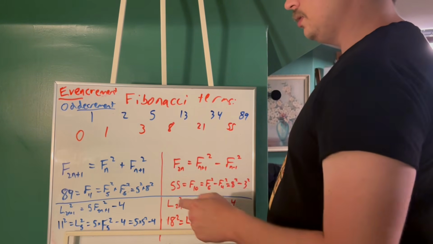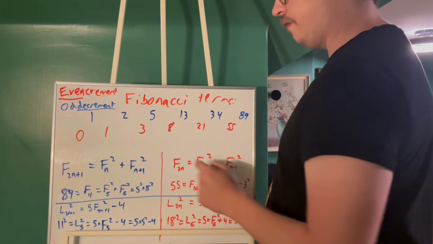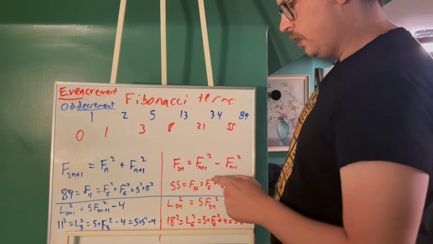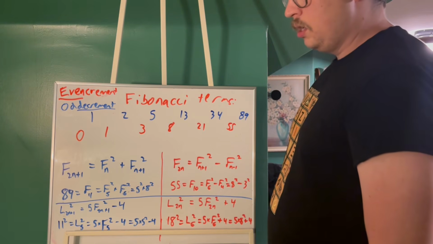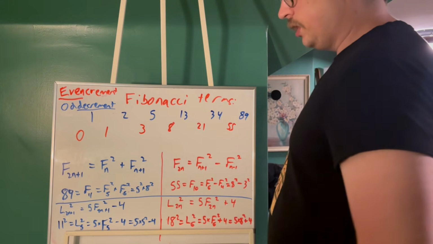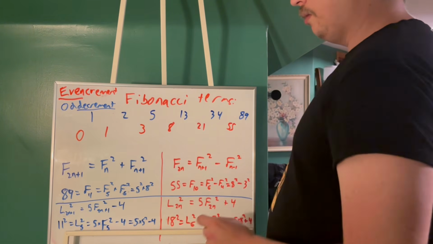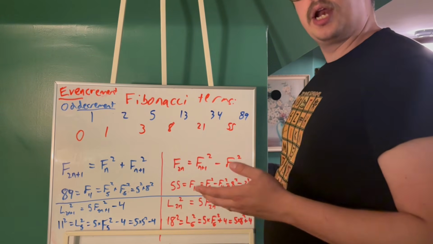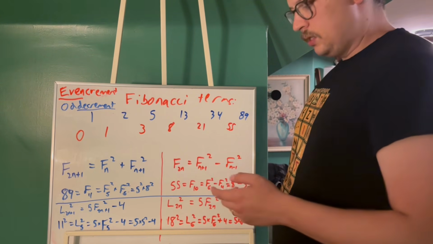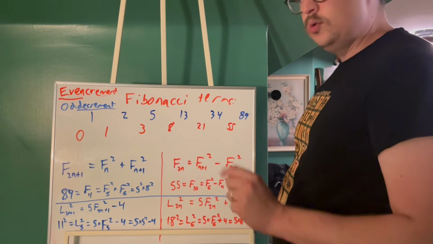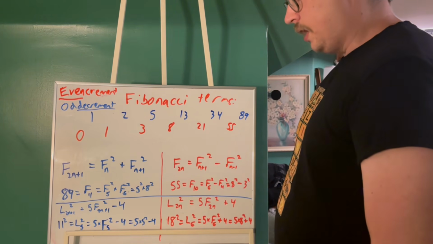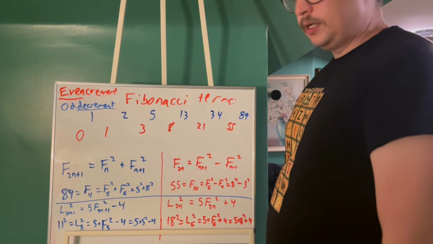F_{2n+1} is equal to F_n squared plus F_{n+1} squared, and F_{2n} is equal to F_{n+1} squared minus F_{n-1} squared. So we have examples of those here, but if you take a Fibonacci number and it is the sum of two consecutive Fibonacci squares, it's odd index. If it's the difference of two Fibonacci squares, not consecutive, but with difference 2, then it is of even index.